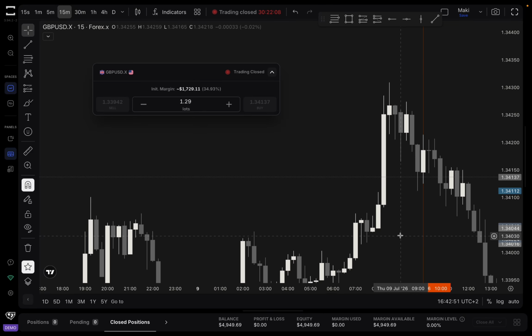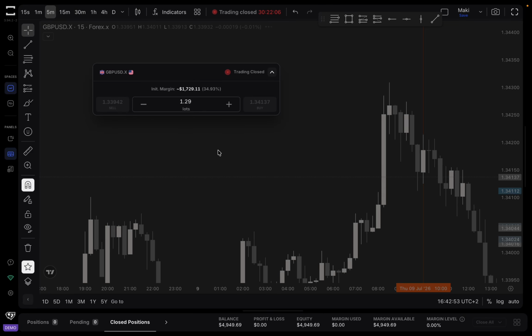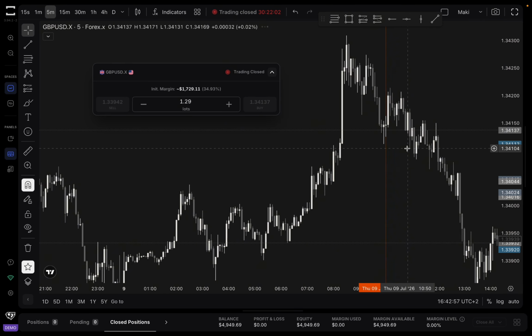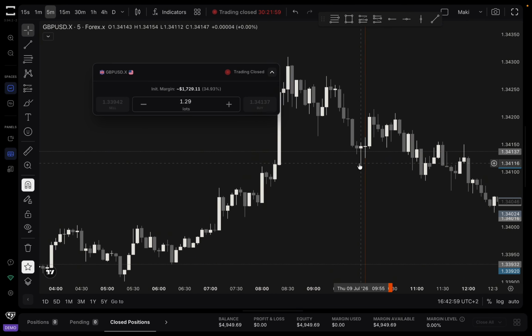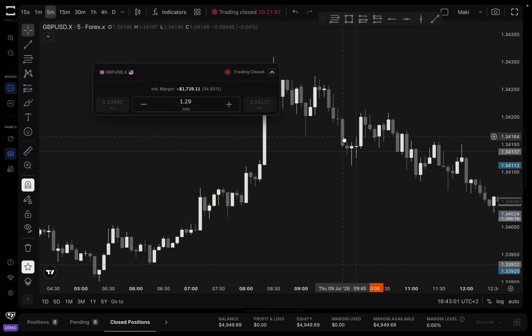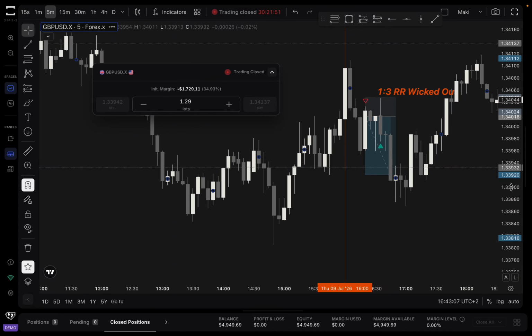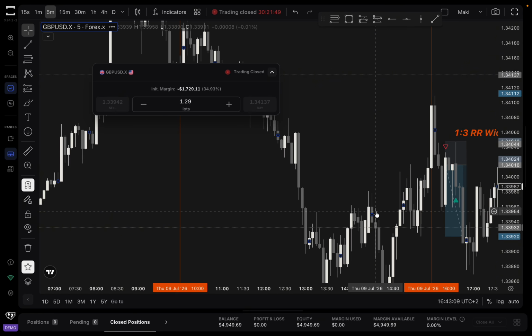I don't know if it was 15. Yeah, I think it was a 5-minute fair value gap that we tapped into before pushing lower. Let me just check one more time. Yeah, there was a 5-minute fair value gap that we tapped into to push lower. So I'm expecting the same type of entry to happen during New York session. And then what happened during New York session?